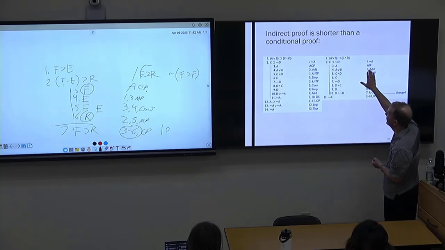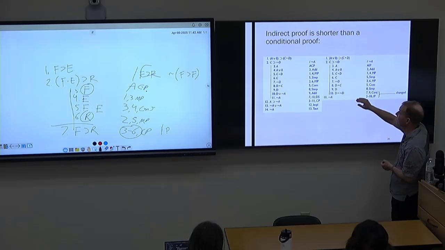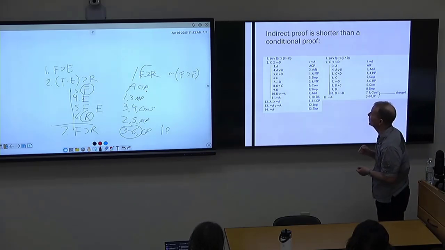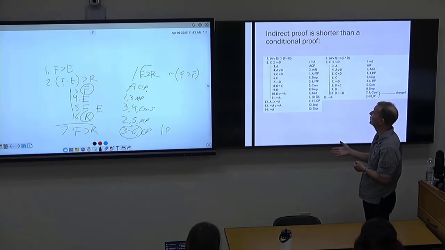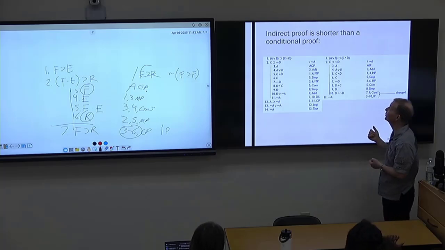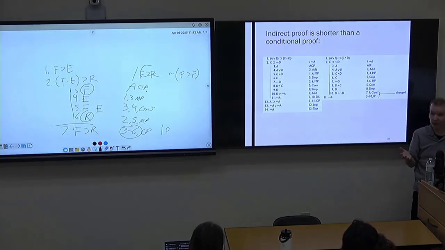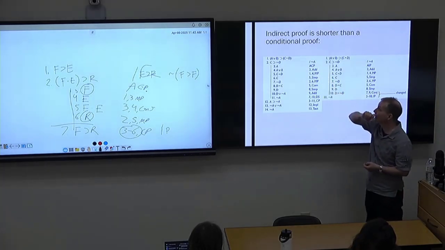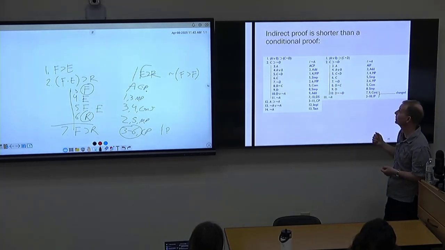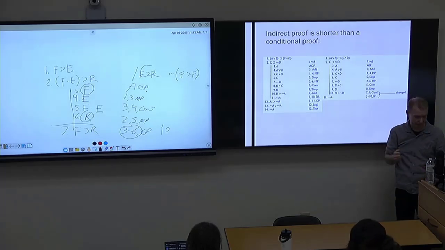If we go indirect, that is faster. You achieve the same thing with 11 lines. Of course, it's better to have 11 lines than it is 14 lines. So indirect proof is the better way to go. The conclusion, note A, is easier to achieve with indirect.